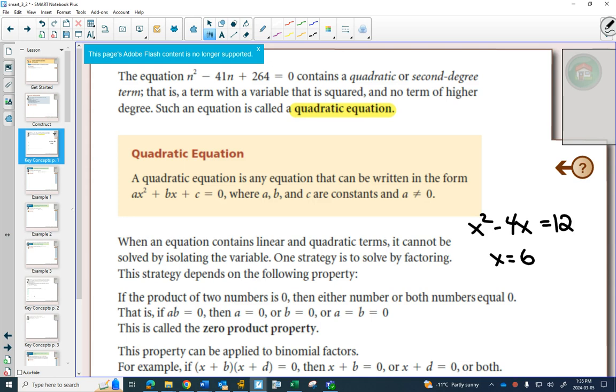That's not the only answer, though. There's another answer. -2 works. Because -2 squared is positive 4, and -4 times -2 is positive 8. 4 plus 8 is also 12. So we get 2 answers. And what we're going to find out is that when guessing and checking, you guys did pretty good there. I was impressed. When guessing and checking, adding and subtracting makes it somewhat difficult to guess and check.